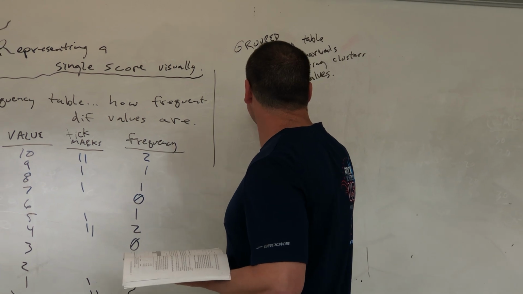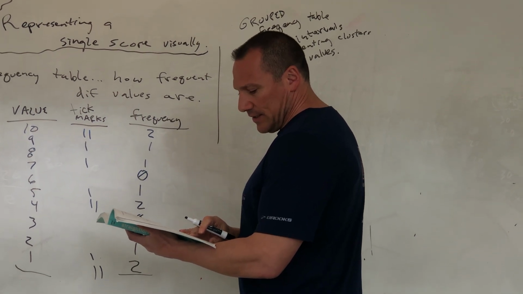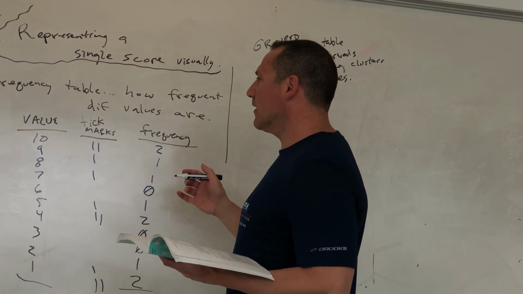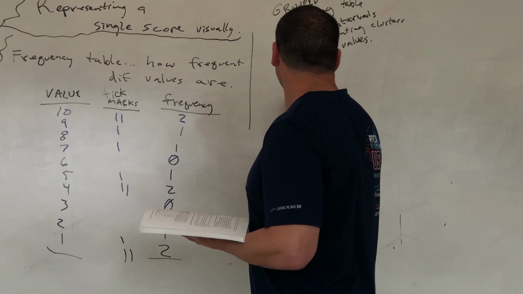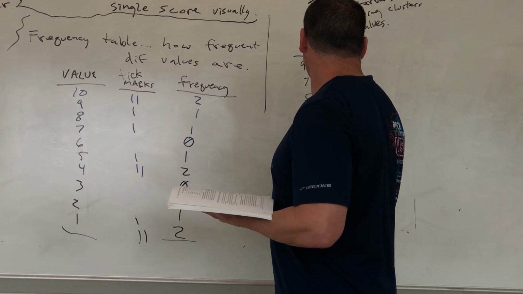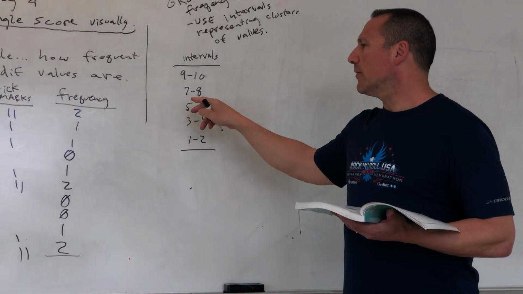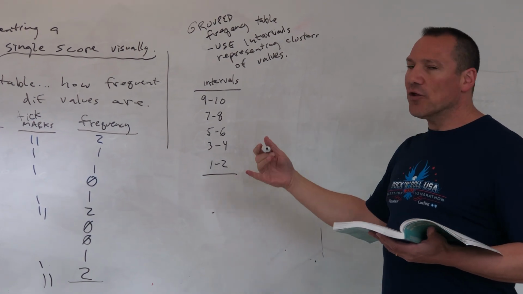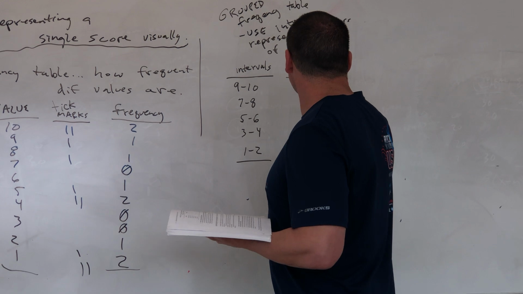So we might want to say, here's the intervals. And this is all described in detail on page 27 and 28. Instead of having each value represented, we might want to have them be like 2. So we might want to have 9 to 10, 7 to 8, 5 to 6, 3 to 4, and 1 to 2. So here we have, instead of representing each individual value, these intervals that represent clusters of values. And otherwise, the group frequency table progresses exactly the same as making the frequency table. So we're going to make our tick marks, and we're going to make our frequency.